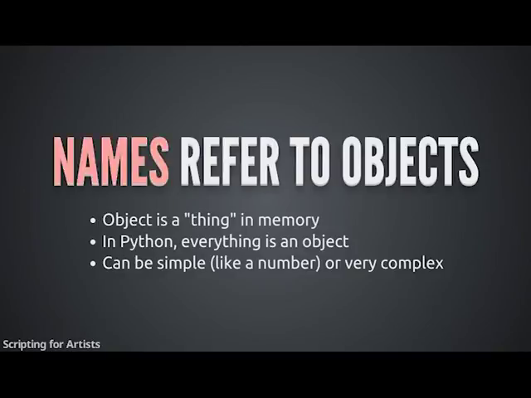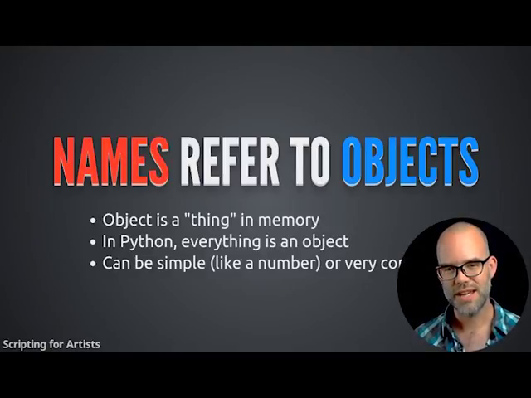So in Python, names refer to objects. And an object is pretty much anything. It's a thing in memory. It can be very complex, or it can be as simple as a number. So 4 is an object, but also your mesh is an object. Texture is an object, animation is an object, everything is an object. So names refer to objects, and that is pretty much how we use it in real life too.